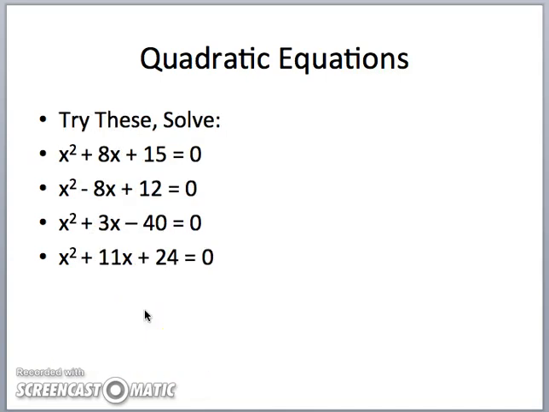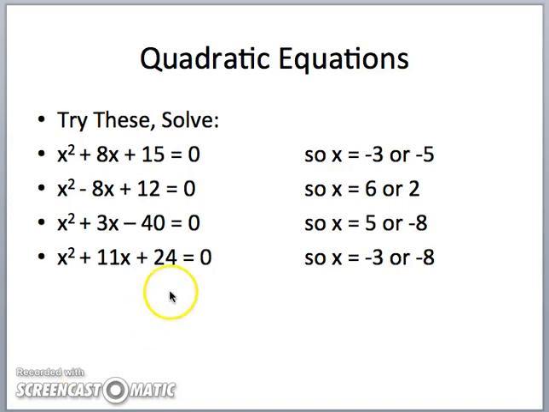So here are our friendly equations again. You know the answers to all these already, but now try and solve these using the formula. Pause the video and then we'll just double check that you've got the answers again. And here are the answers. Hopefully you've got all those.